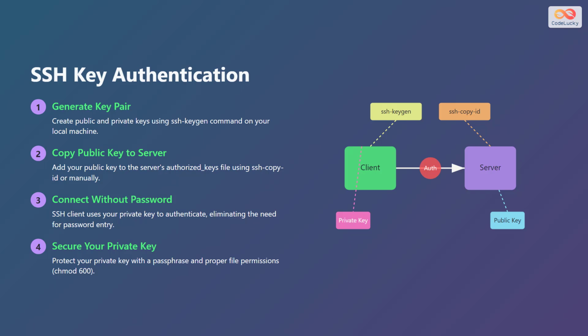The fourth step is to secure your private key. Protect your private key with a passphrase and proper file permissions using chmod 600. In summary, the client generates a key pair, the public key is copied to the server, and the private key is used for authentication.